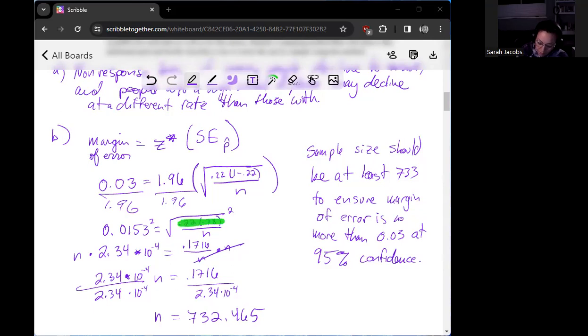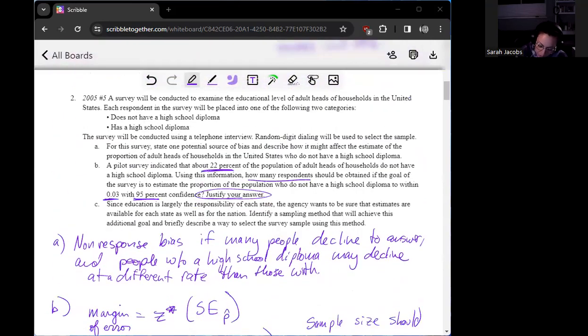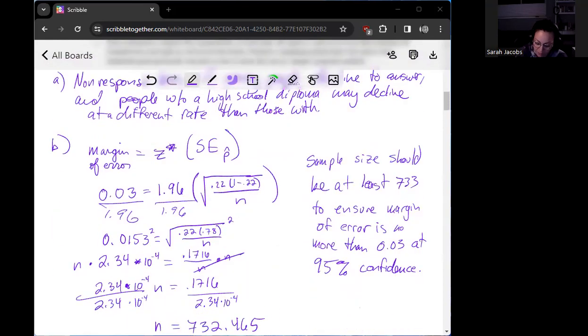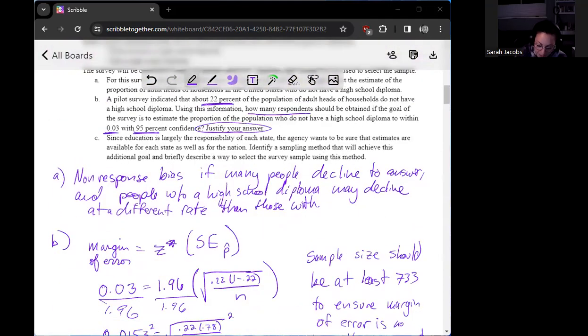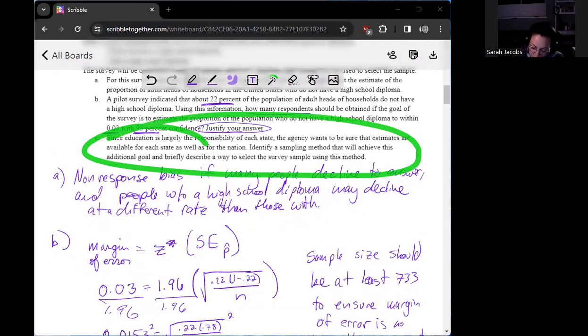We didn't use 0.5 here because we had a percent that we thought it might be. You would only use 0.5 as your proportion if you really didn't know or you wanted to be super conservative.